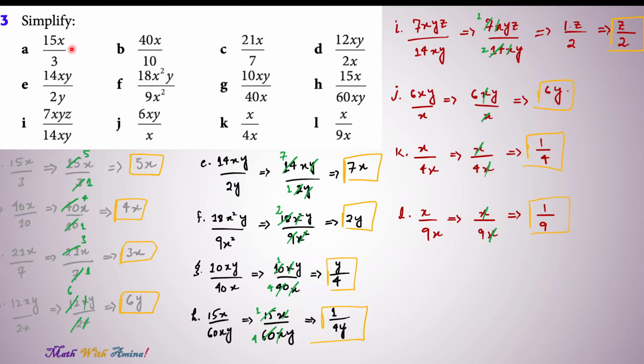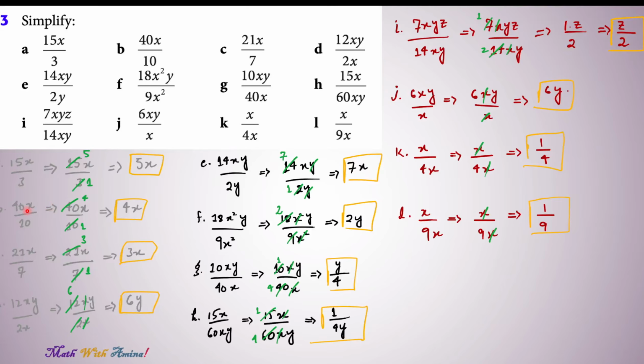So with these two rules in mind, we will make a start with the very first one. We have 15x over 3. So in here, the number 3 goes into 15 exactly 5 times, because 3 multiplied by 1 is equal to 3, 3 multiplied by 5 is equal to 15. So 3 gets cancelled and so does 15. We get 5x. X is only on top, so it stays the same. So our final simplified answer is 5x.